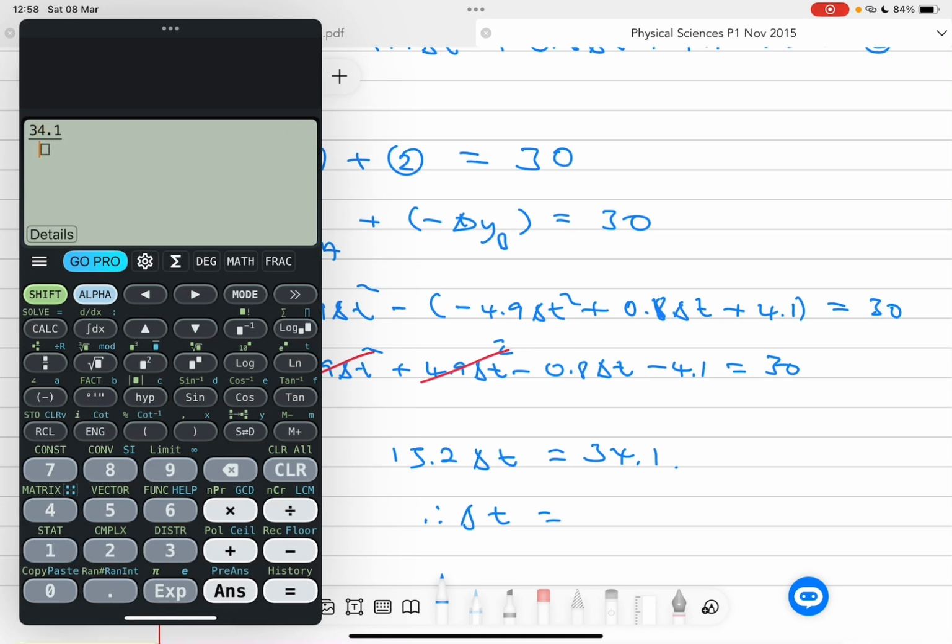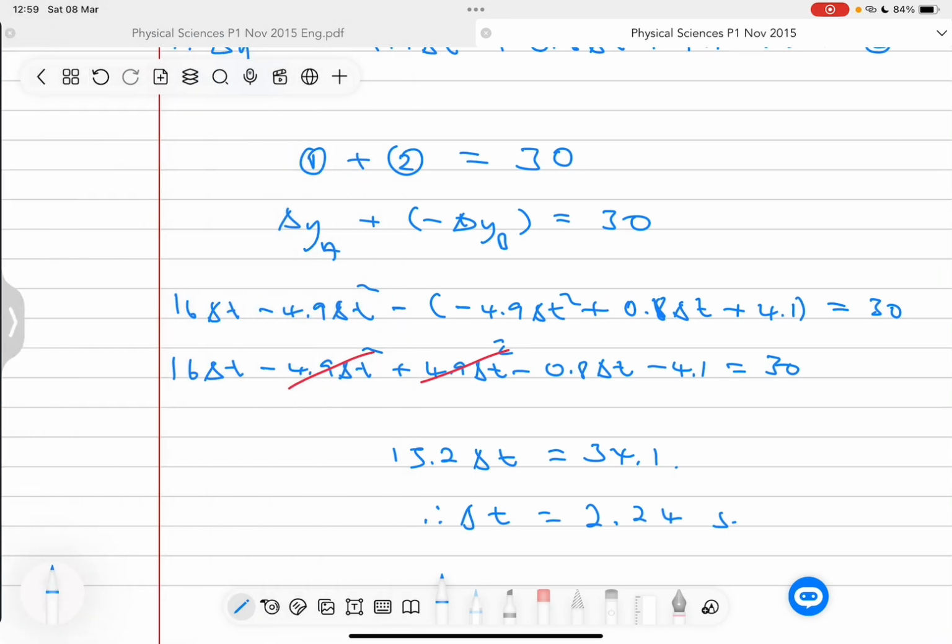And this means that our time would then be equal to, remember, I'm going to divide both sides by 15.2, so that I have 34.1 divided by 15.2. And this gives me a time of 2.24 seconds. Now remember, we're not calculating time here. We actually want the height.